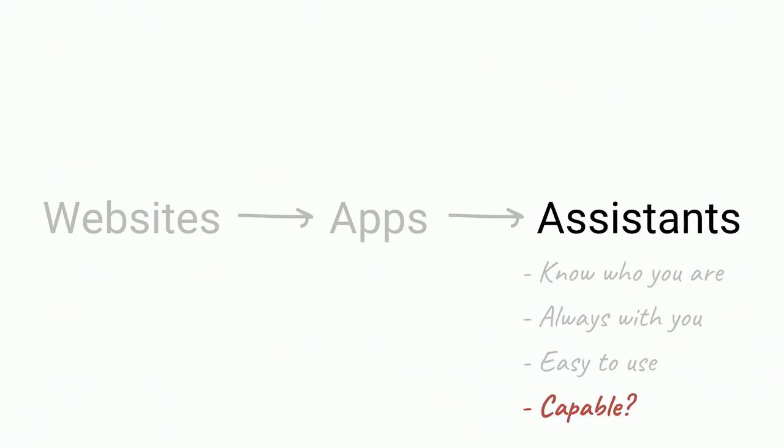But assistants can't do everything. They can't make you pizzas. They can't drive you to the airport. A real assistant has more than just information. They help you get things done in the real world. And the Google Assistant needs an ecosystem of partners to help us do that.